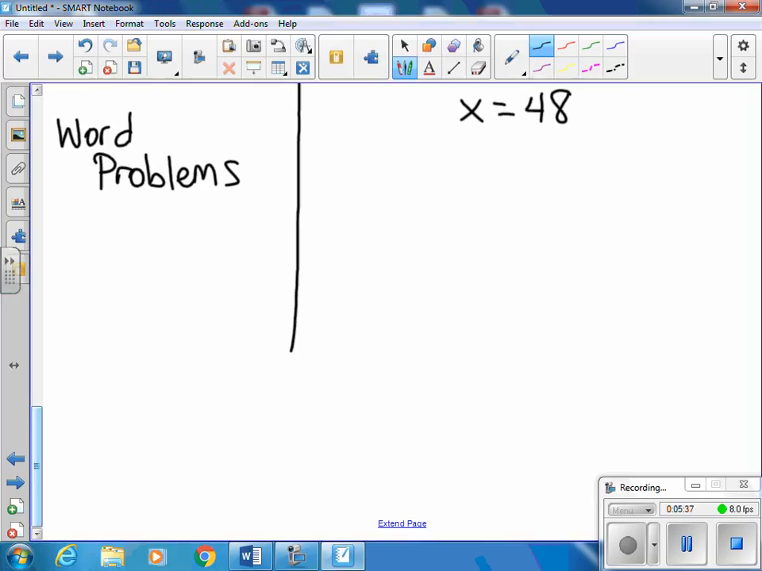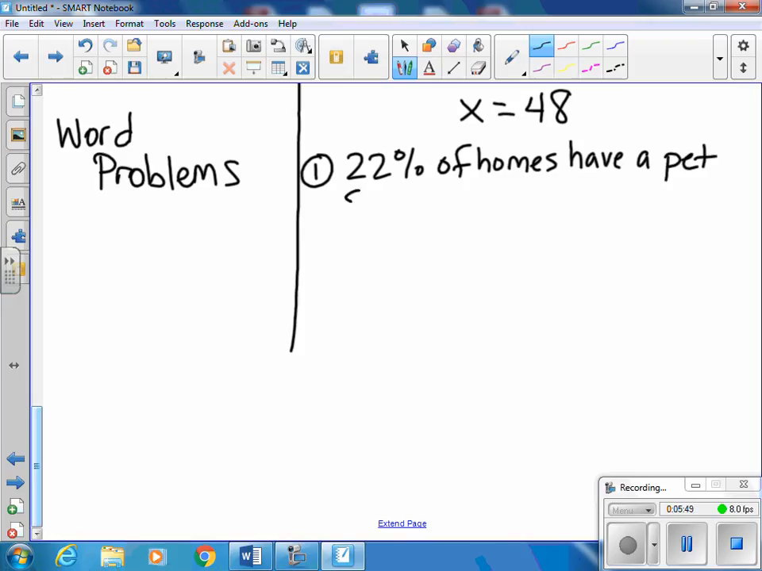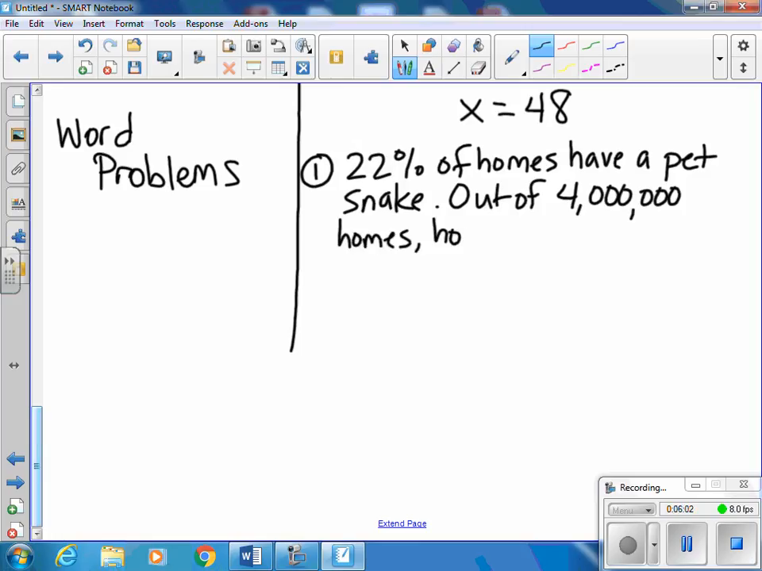Right, so for the first one, you do need to write down everything that is up here. 22% of homes have a pet snake. Out of 4 million homes, how many have a pet snake?